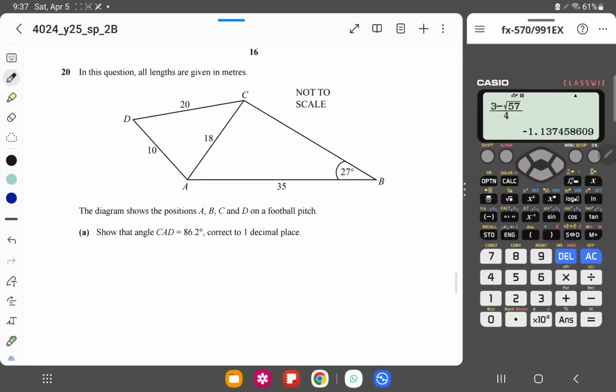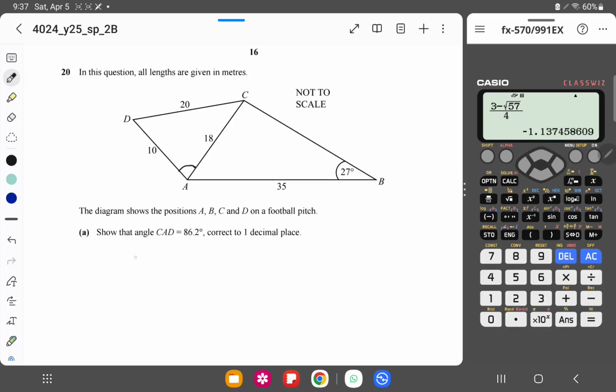So question number 20, which is a trigonometric question. In this question you can see 2 triangles joined together. The diagram shows positions A, B, C, D on a football pitch. Show that angle CAD is 86.2. CAD is required. So CAD means this angle. All 3 sides are given.